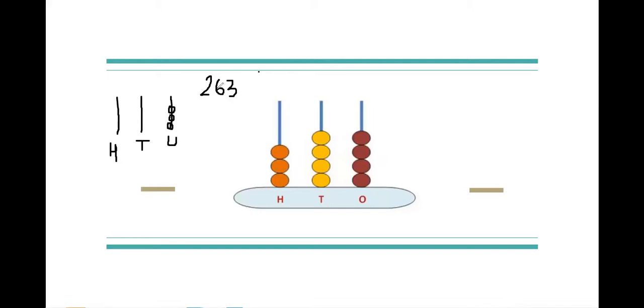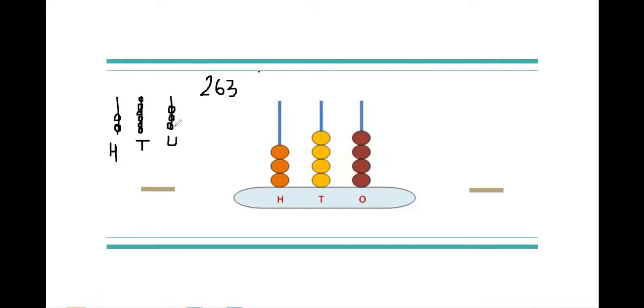All right. Now in the tens place we have the number 6. So we will draw it as 6: 1, 2, 3, 4, 5, and 6. Now in the hundreds place we have 2. That means 1 and 2. So now you can easily count the beads.